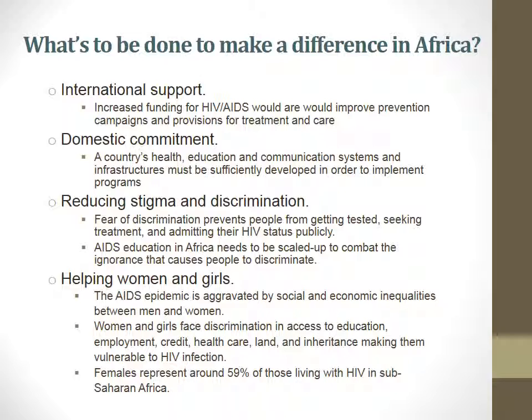And lastly, in many parts of Africa, as elsewhere in the world, the AIDS epidemic is aggravated by social and economic inequalities between men and women. Women and girls commonly face discrimination in terms of access to education, employment, credit, health care, land, and inheritance. These factors can all put women in a position where they are particularly vulnerable to HIV infection. In sub-Saharan Africa, around 59% of those living with HIV are females.